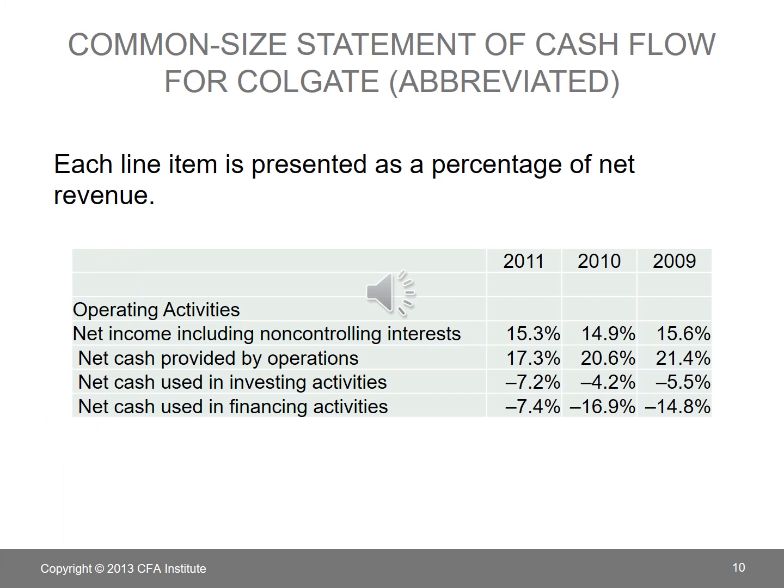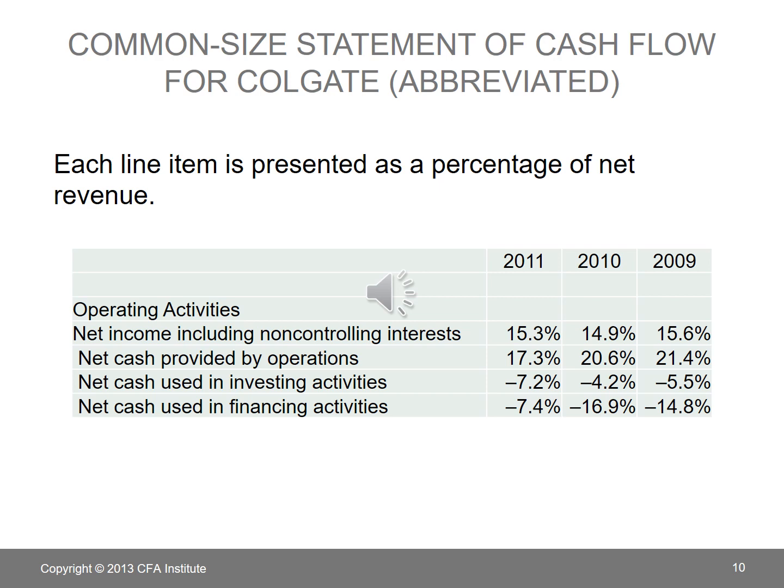Now, if you recall in our discussion of income statements, we said that in a common size analysis of a company's income statement, each income and expense line item is expressed as a percentage of net revenue or net sales. On the other hand, in the common size balance sheet, each asset, liability and equity line item is expressed as a percentage of total assets.